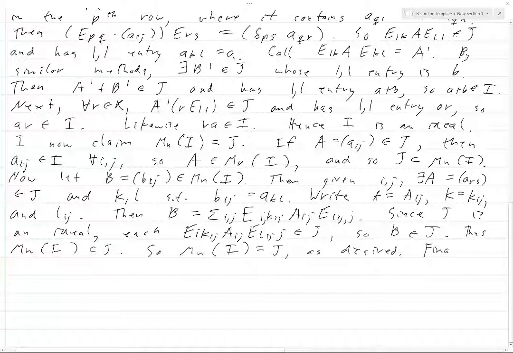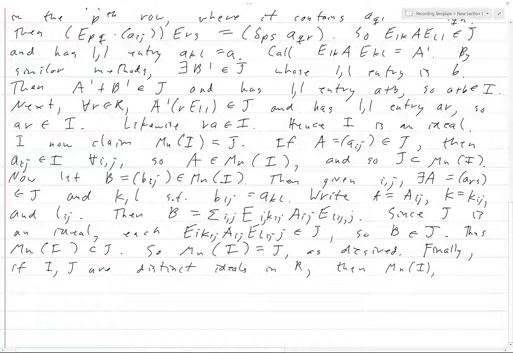So finally, if I and J are distinct ideals in R, then M and I and M and J are distinct ideals in M and R. They're ideals because we just proved that ideals are of this form, and they're distinct because if I and J are distinct, then you can just come up with matrices that just consist of elements that are different from the two, and so the ideals cannot be the same.